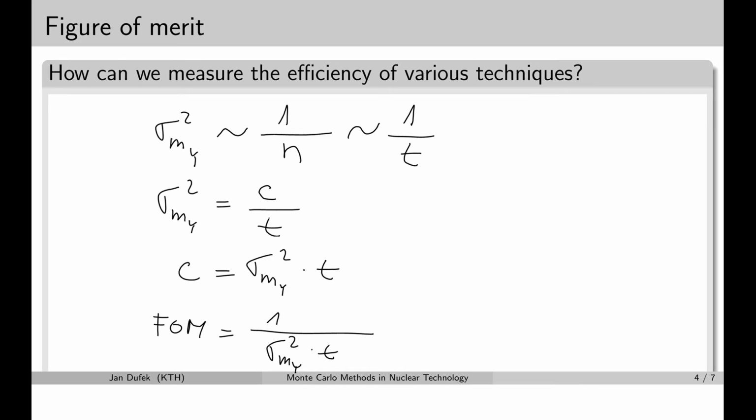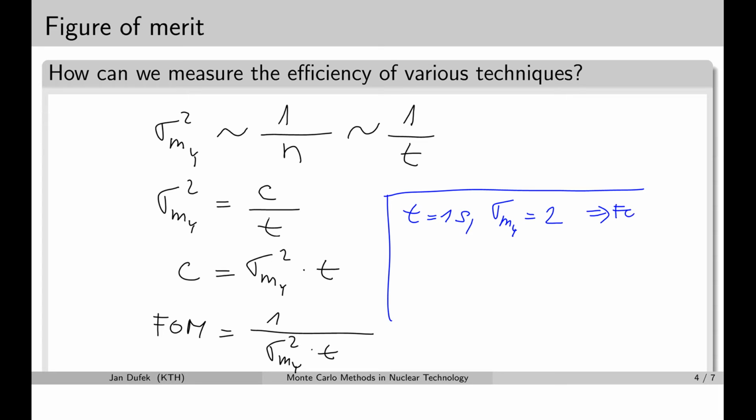So let's take an example. Let's assume that it takes us a computing time of 1 second to achieve a standard deviation in the mean value of 2. So this implies that the figure of merit of our calculation is 1 over 4. So that's 0.25.